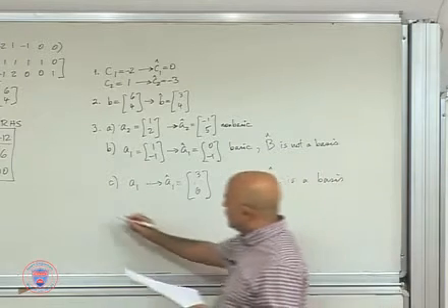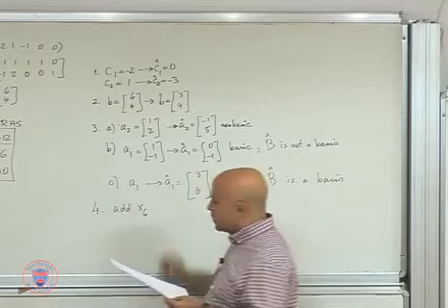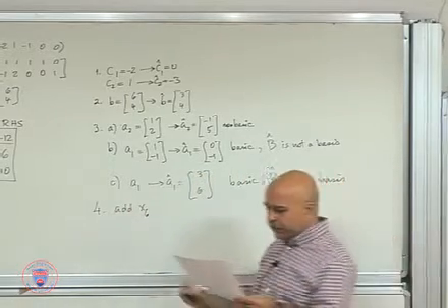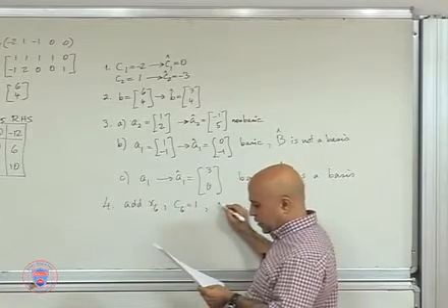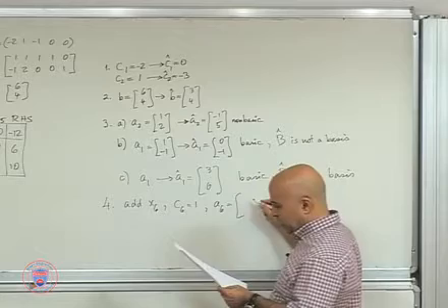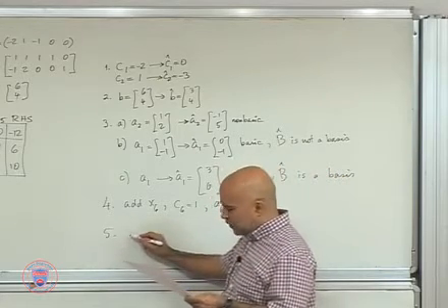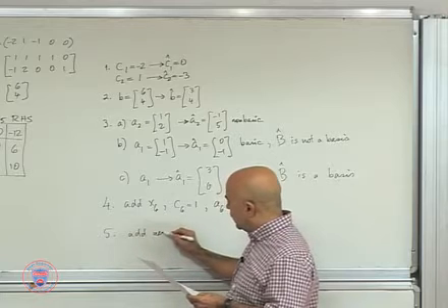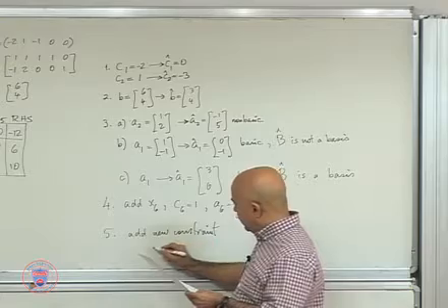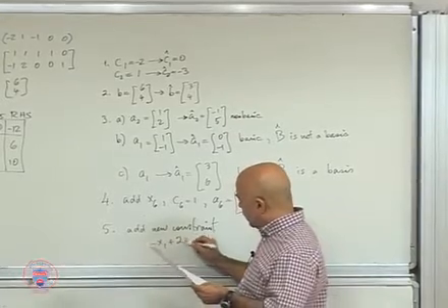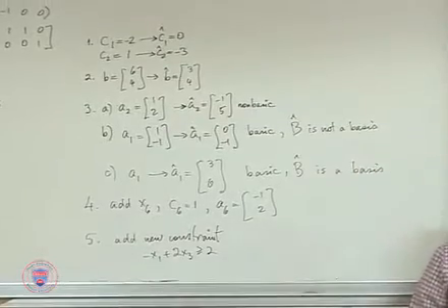Number 4. Add a new activity, x6, which is not in the problem, with cost parameter 1 and column -1, 2. And finally, we add a new constraint, which happens to be -x1 plus 2x3 greater than or equal to 2. That's the new constraint. Okay.